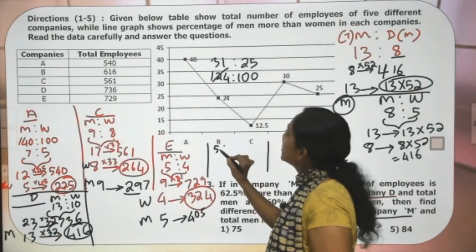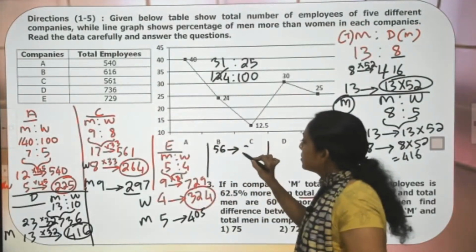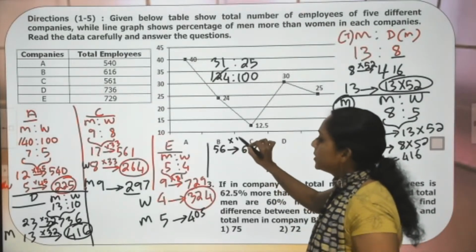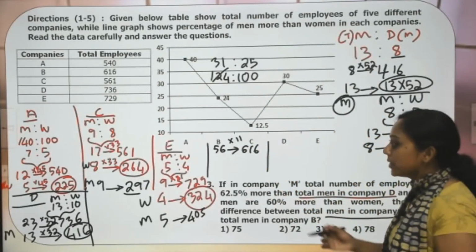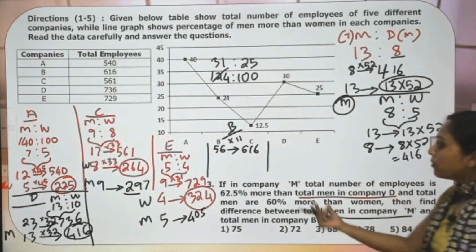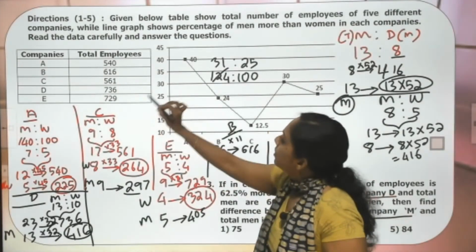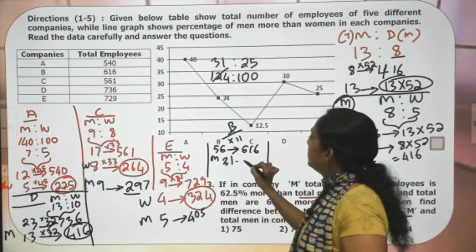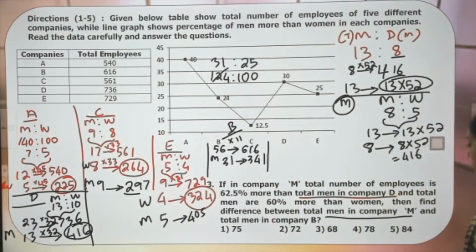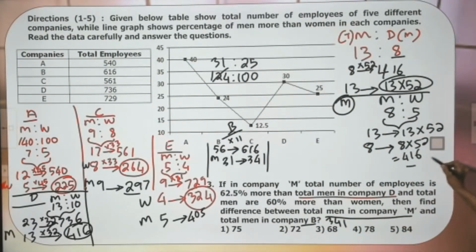This 56 for company B is given as 616. So that is into 11. 56 into 11 is 616, so this relation is into 11. This is for company B, and what you need is the number of men from B. So men is 31, and 31 into 11 will be 341. So this value for company B is 341, and for company M, it is 416.